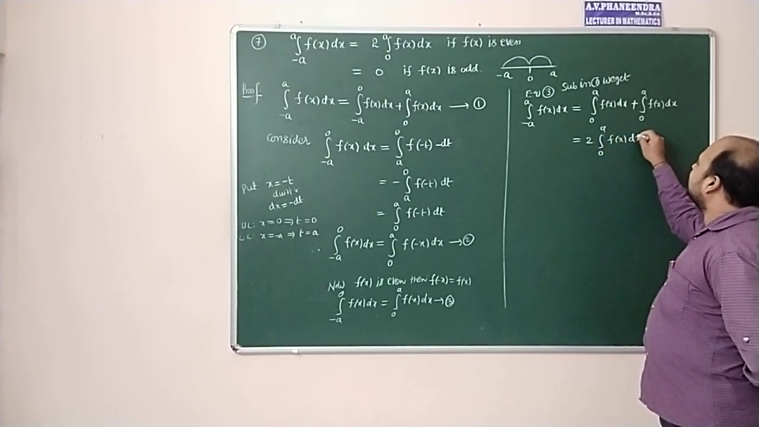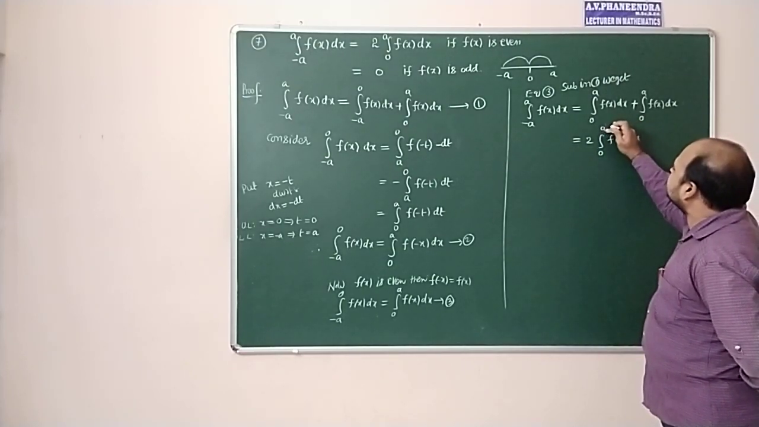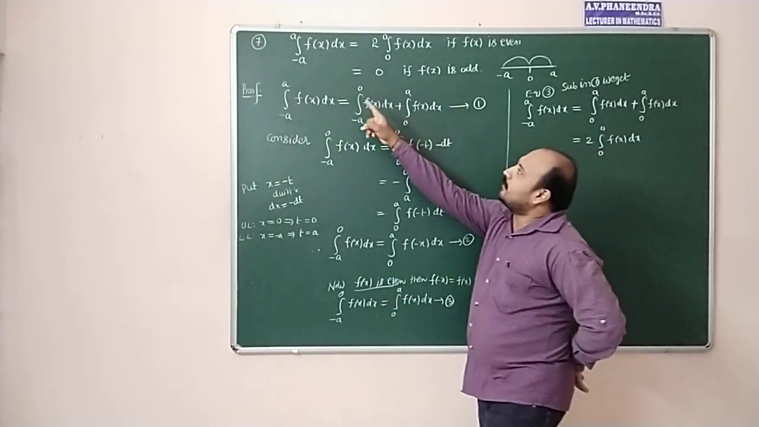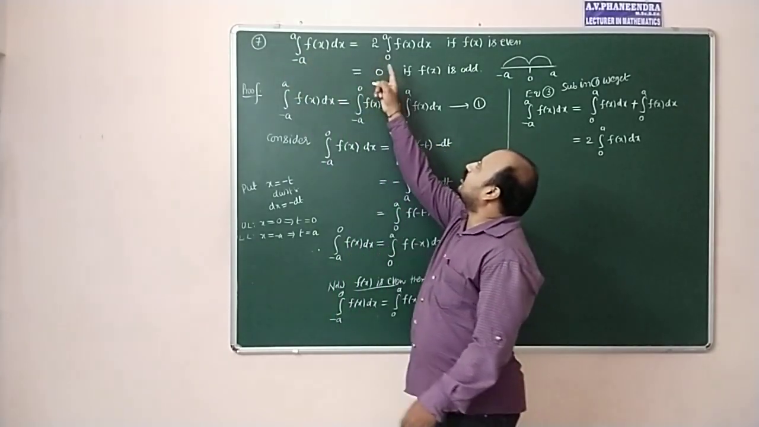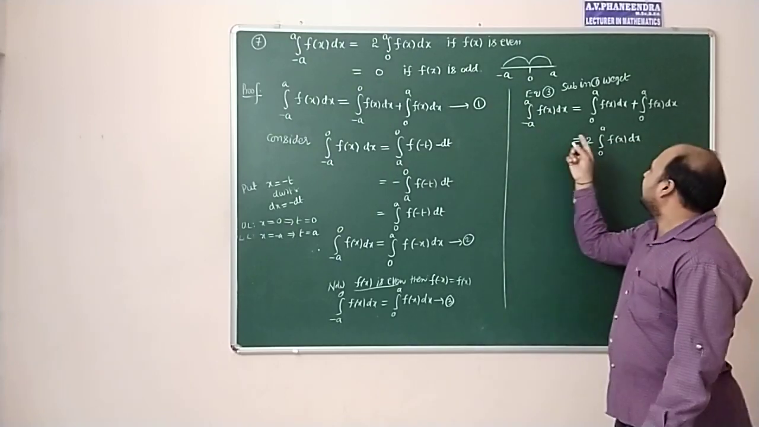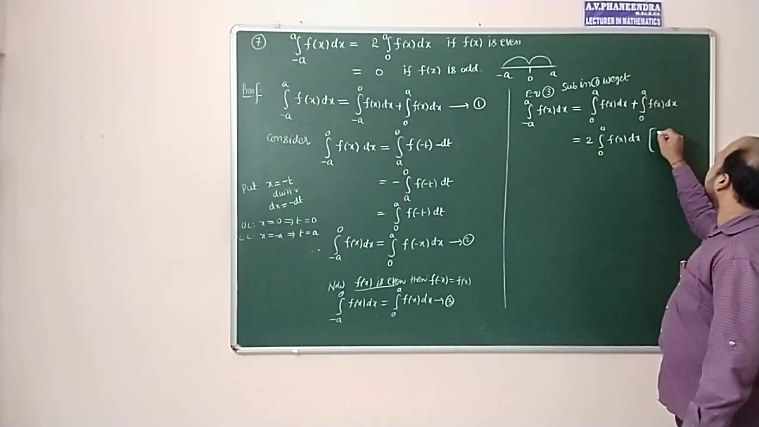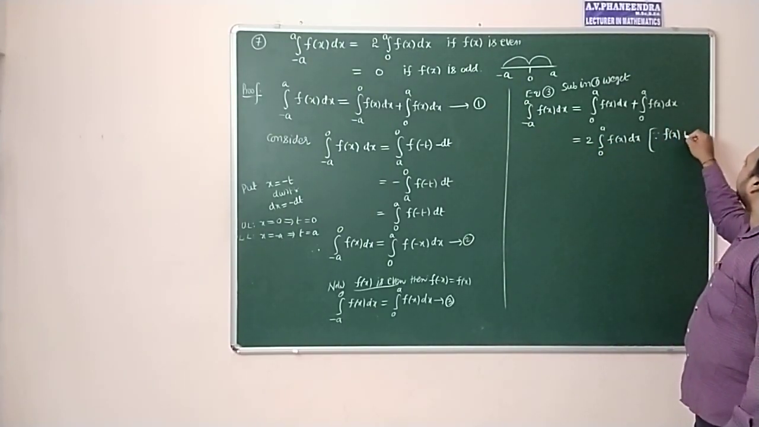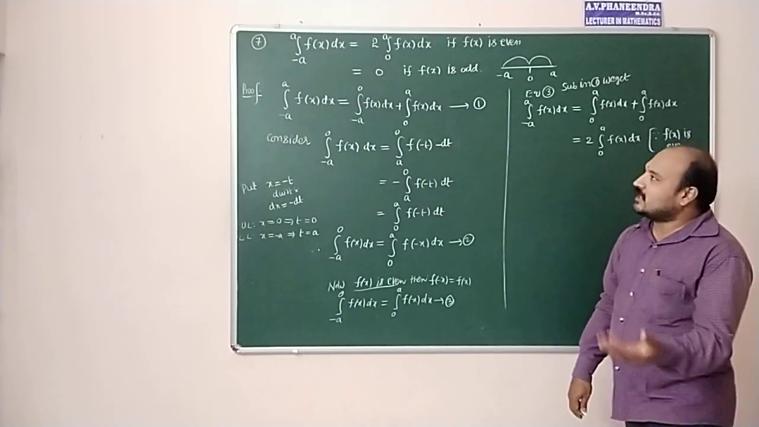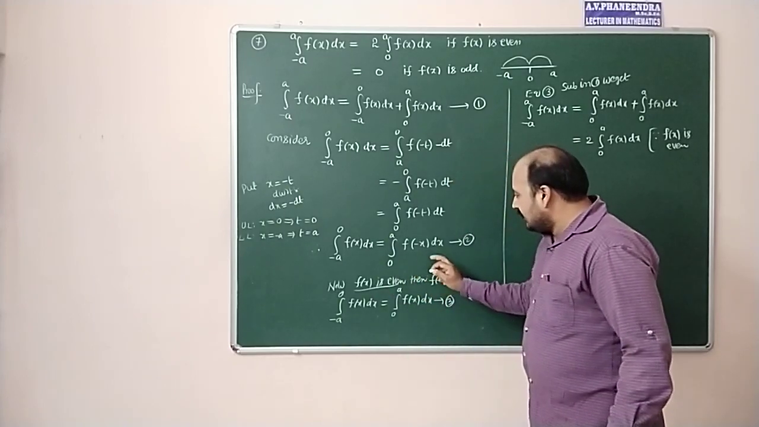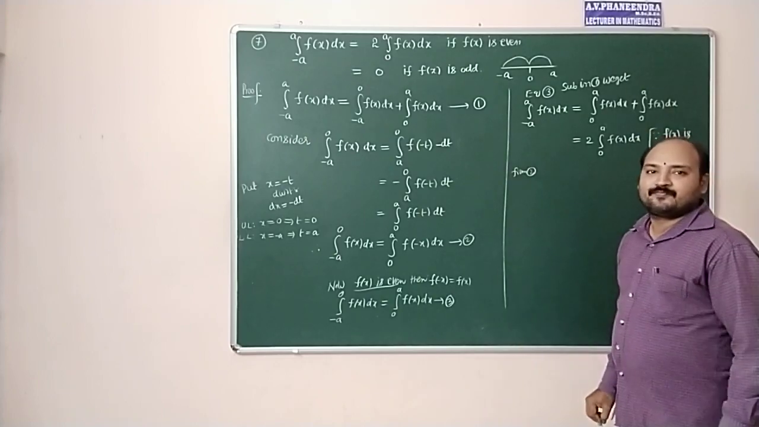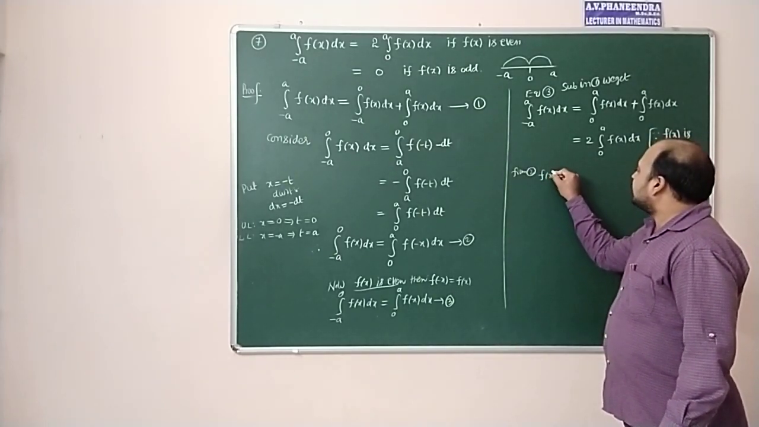This value is possible whenever the function is an even function, f of x is even. So, integral minus a to a of f of x dx is equal to 2 times integral 0 to a of f of x dx if f of x is even, since f of x is even. One case is completed. Come to the other case. Here, from equation 2, f of x is an odd function.